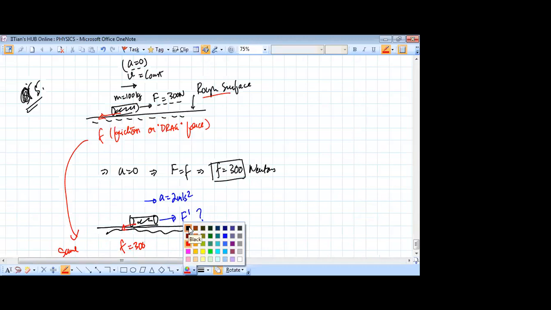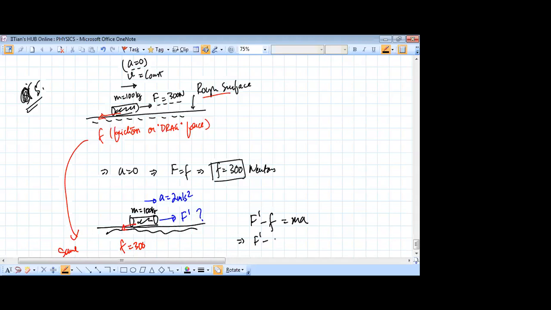Okay. And the mass of this is 100 kg. So this time your force F prime minus that same drag force should be equal to mass into acceleration. So F prime minus 300 should be equal to mass, which is 100, into acceleration, which is 2. So your force should be increased to 500 newtons. Okay, Vaishnavi, this is clear, beta?